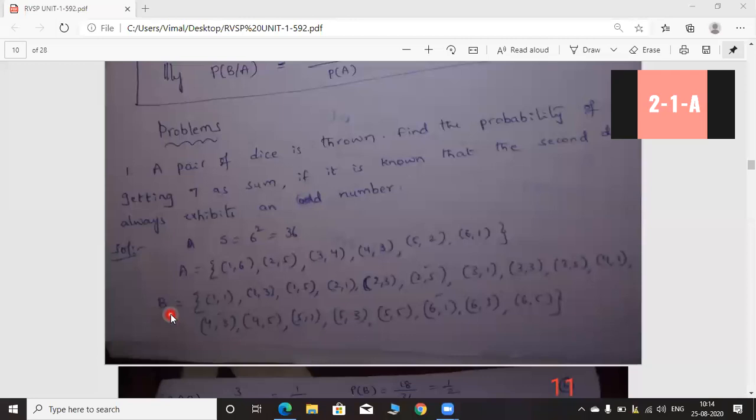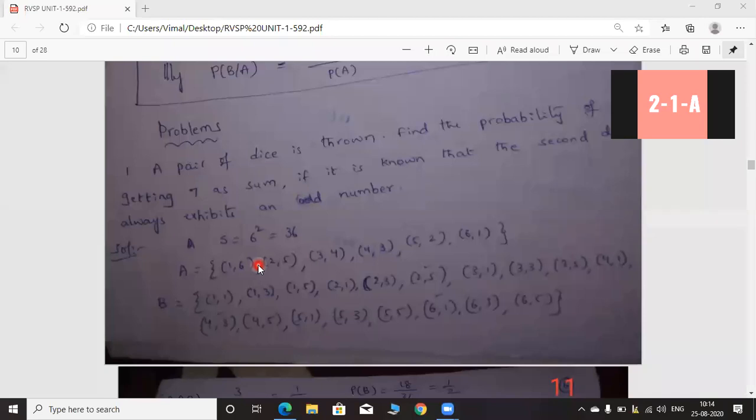Next, let us define event B. What is event B? Here see the event B. If it is known that the second die always exhibits an odd number. Okay, on the first die, you may get any number from 1 to 6, but on the second die, you must get the odd number only. That is called event B.